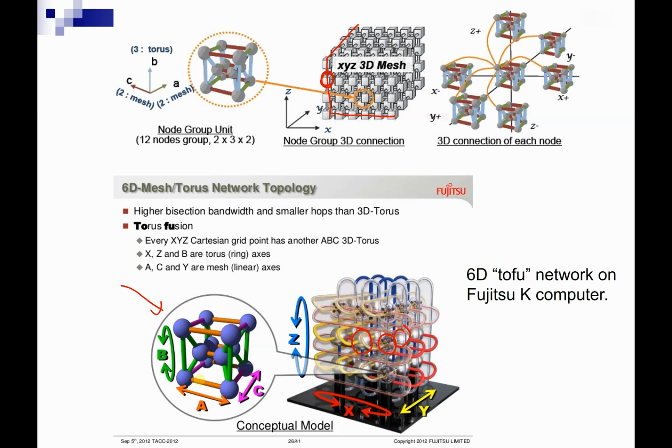Because we have this orange A dimension over here, and this B dimension, which is a torus because it's a ring like this, and then you have the C dimension over here. So it's one of these 3-dimensional little structures within another 3-dimensional structure. So altogether, it's going to be a 6D mesh.